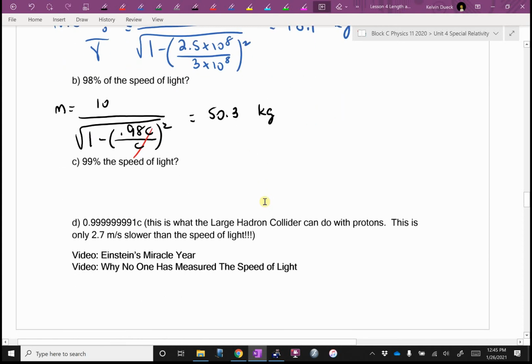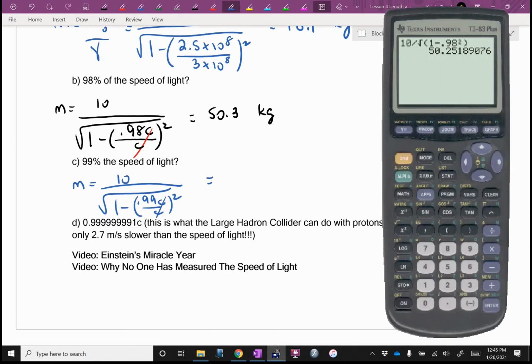What about 99% the speed of light? Since I typed this in, I can probably just backspace and edit. It's going to be the square root of 1 minus 0.99 C over C, all squared. Yeah, I can backspace and edit. I can change the 0.98 to a 0.99. 1% faster. Pretty big difference in mass. 70.9, so over 20 kilograms more. Is that right? 70.9?